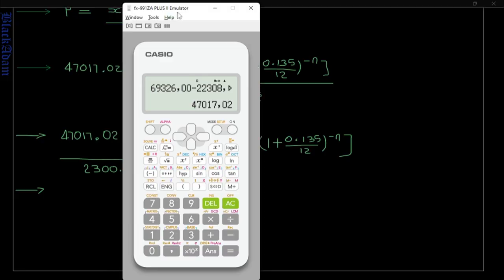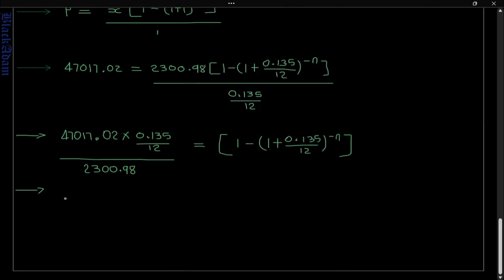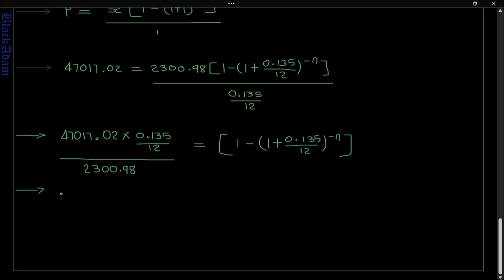we use a calculator. So our calculator will be 47017.02 multiplied by the numerator 0.135 and then divided by denominator 12, so it gives us 528, and then divided by 2309. So every step you make an equal sign and then continue. Don't do it all at once. And then that's the final answer that we have.